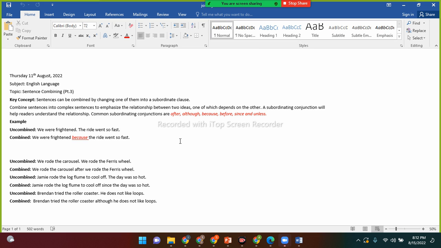Okay, so that was the last thing that we were doing, combining sentences using subordinating conjunctions. The next way to combine sentences is by changing one of them into a phrase. Okay. So let's do that. Sentence combining part 4.